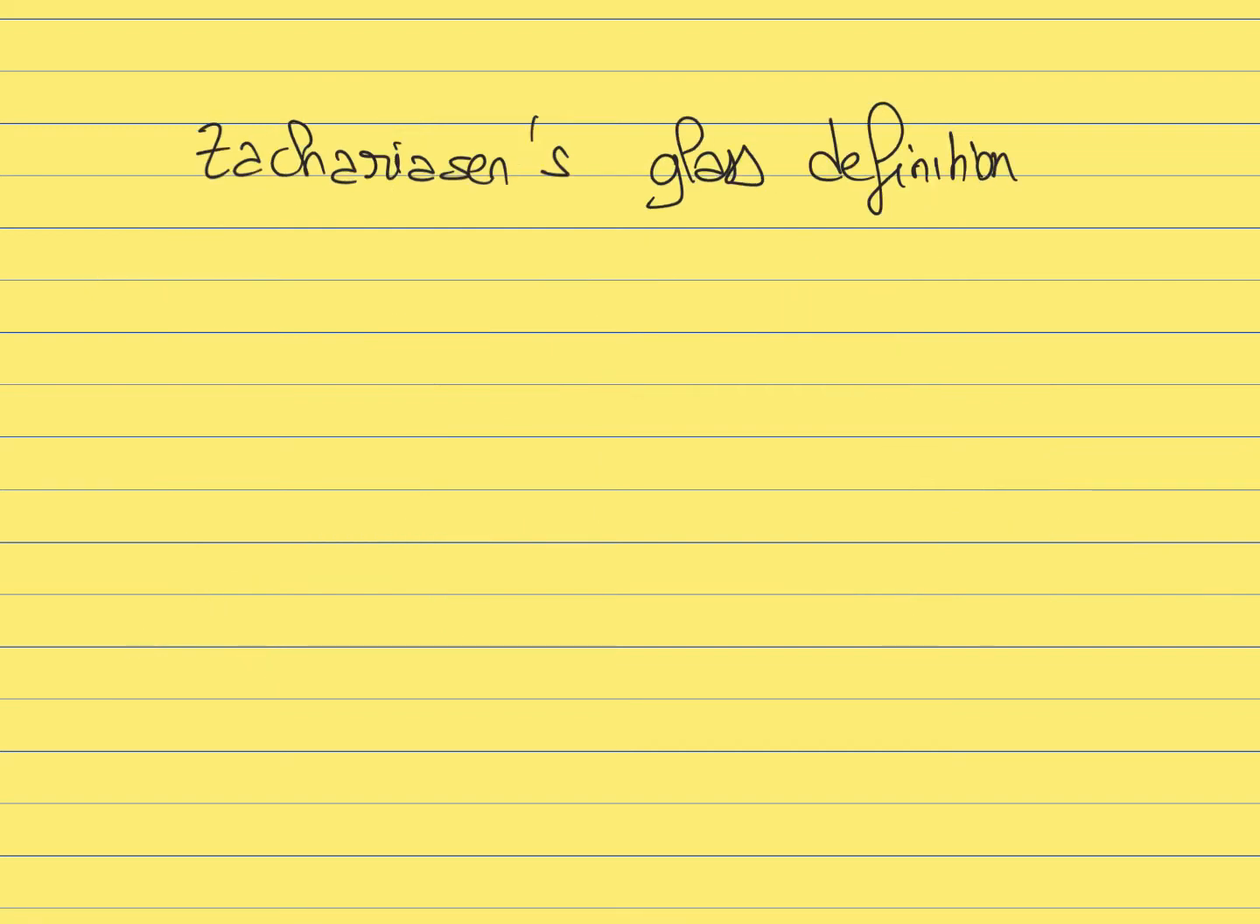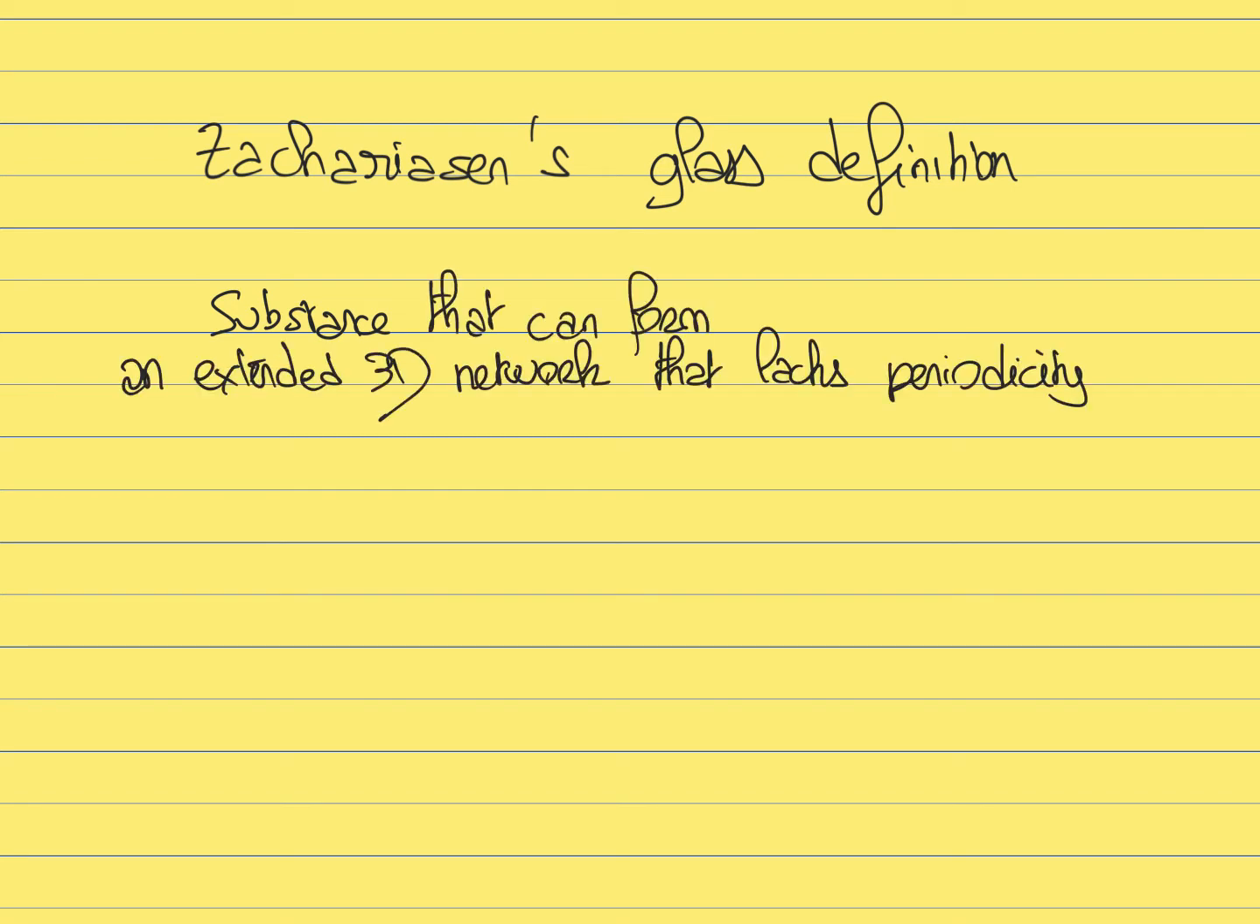To understand where those Zachariasen rules come from and what their physical meaning is, it's useful to start with the definition that Zachariasen proposed for glass. Zachariasen defines glass as a substance that can form an extended 3D network which lacks periodicity. There are really 2 important things here. First, the notion of an extended 3D network, and then the lack of periodicity. Those 2 things are the key foundation of the Zachariasen rules.